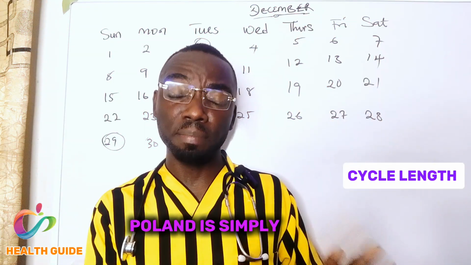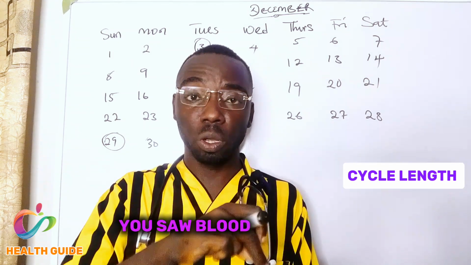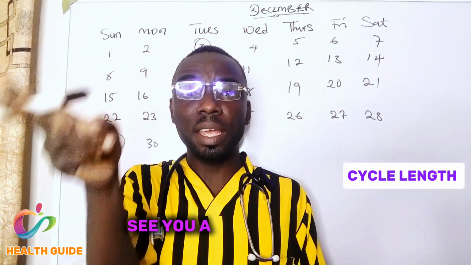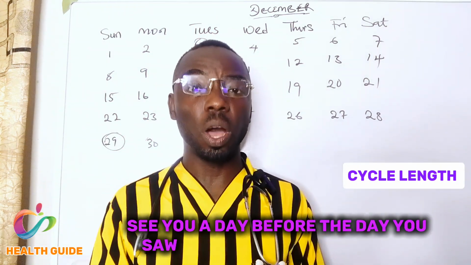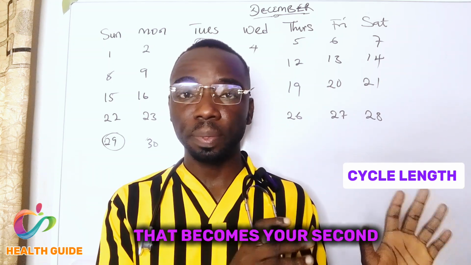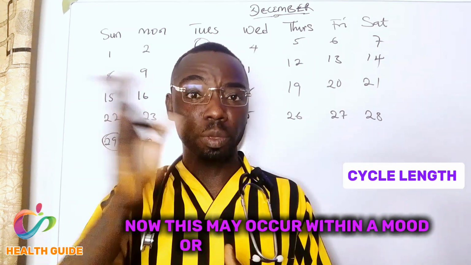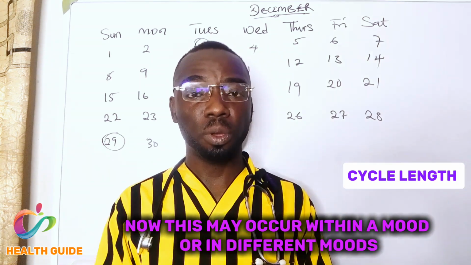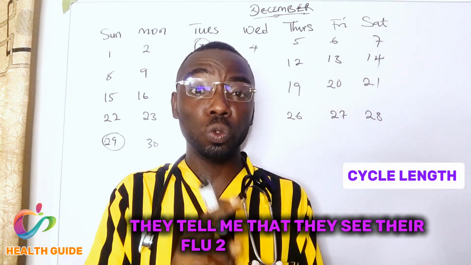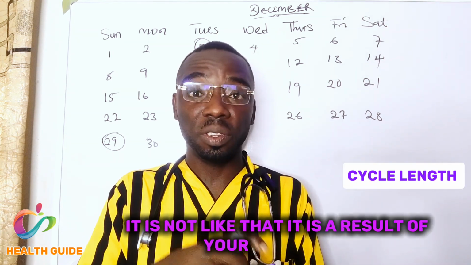Cycle length is simply that very first day you saw your menstrual flow, you saw blood come out from your private part, till a day before the day you saw another menstrual flow. That becomes your cycle length. Now this may occur within a month or in different months, because sometimes some people come to me, they tell me that they see their flow twice in a month. It is not like that. It is as a result of your cycle length.